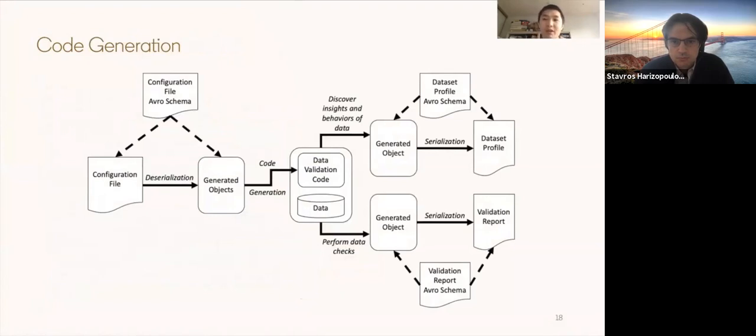Starting on the left, Data Sentinel deserializes the configuration's content into a simple Java object. Based on this object's values, Data Sentinel dynamically generates and executes SQL queries to compute statistical summaries of column definitions and perform data checks of constraints and assertions. From these queries, Data Sentinel obtains the results and serializes them to the dataset profile and validation report files.